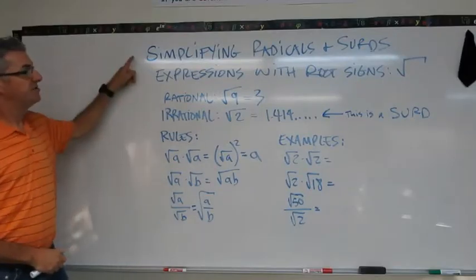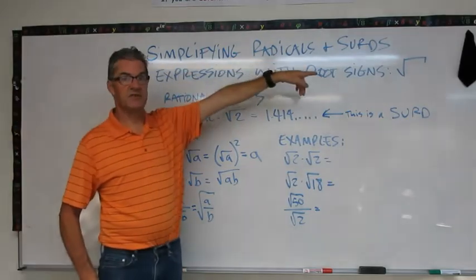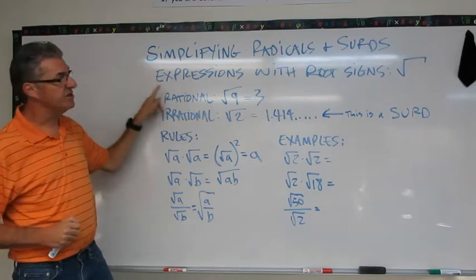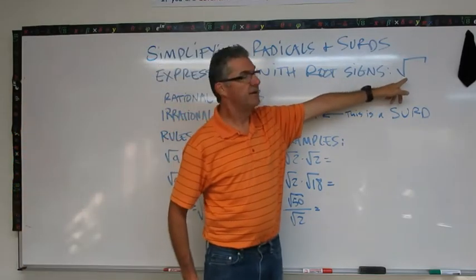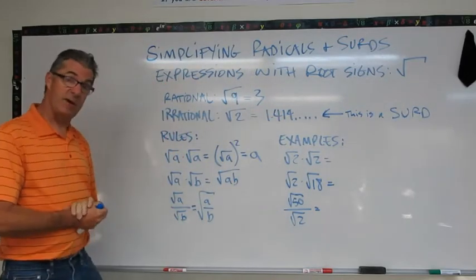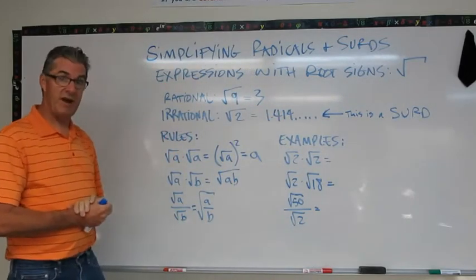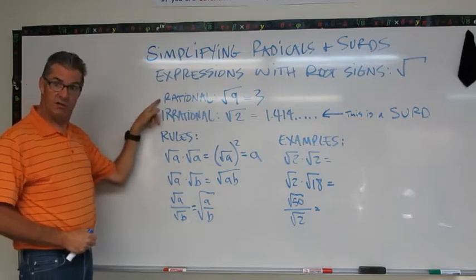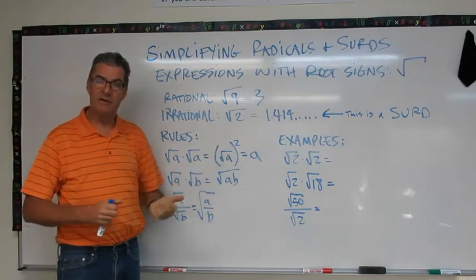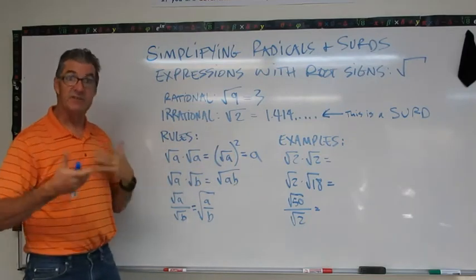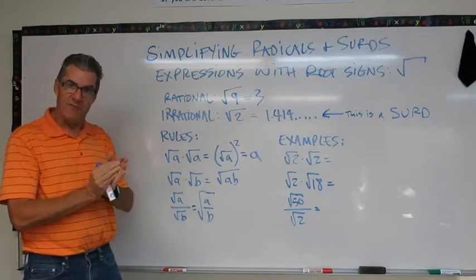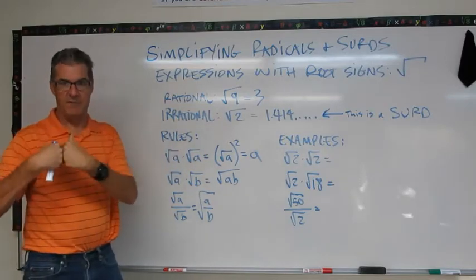Today's topic: simplifying radicals and surds. This is the new chapter we're starting. Radicals are expressions that have root signs, which are these little square root signs. We have two kinds of things you're going to bump into while dealing with radicals. Rational, which are things like the square root of 9, which just gets us 3. It's nice and clean. Square root of 36 is 6, and so on. You should know all of those. And remember, the square root of a perfect square is just the number being squared.